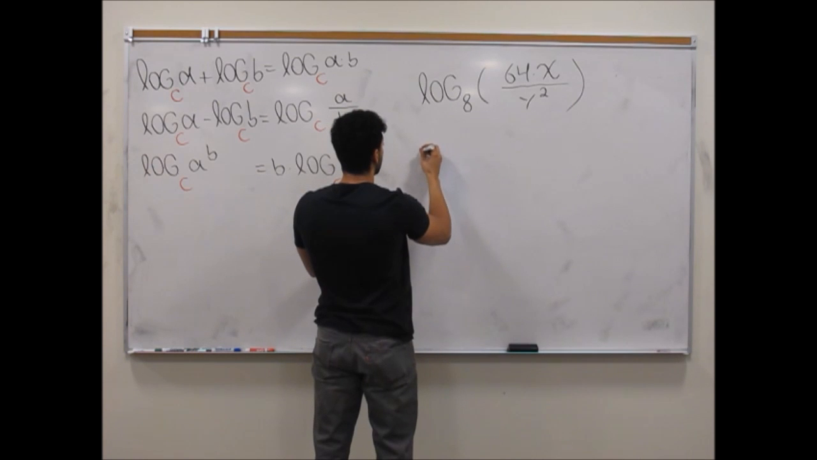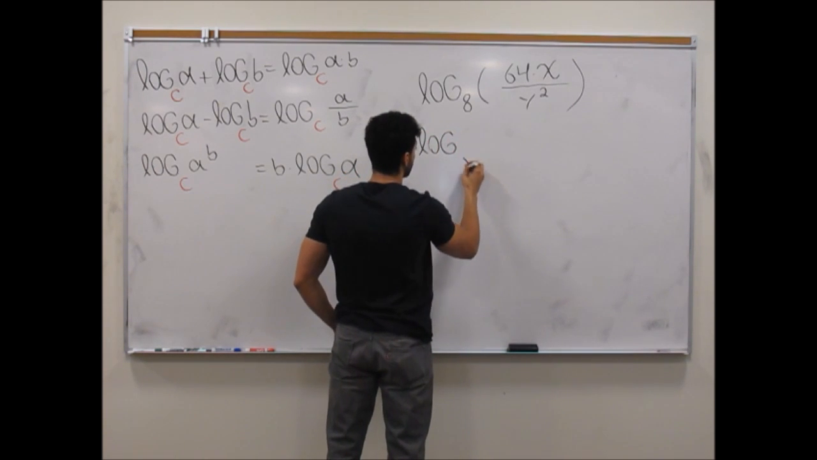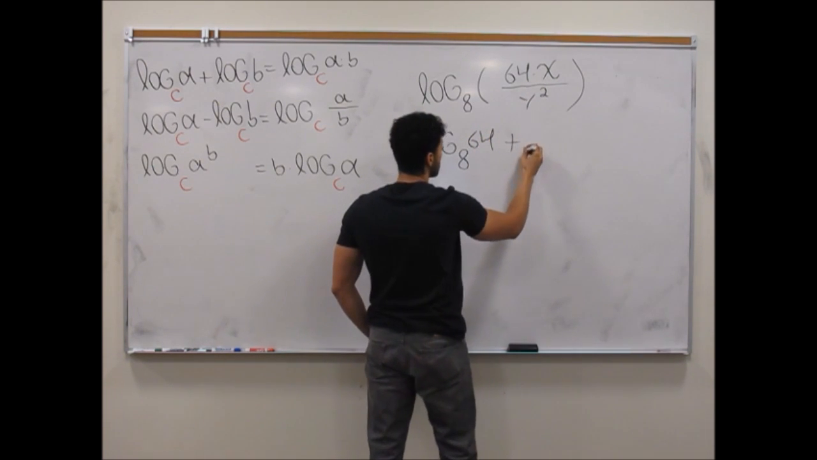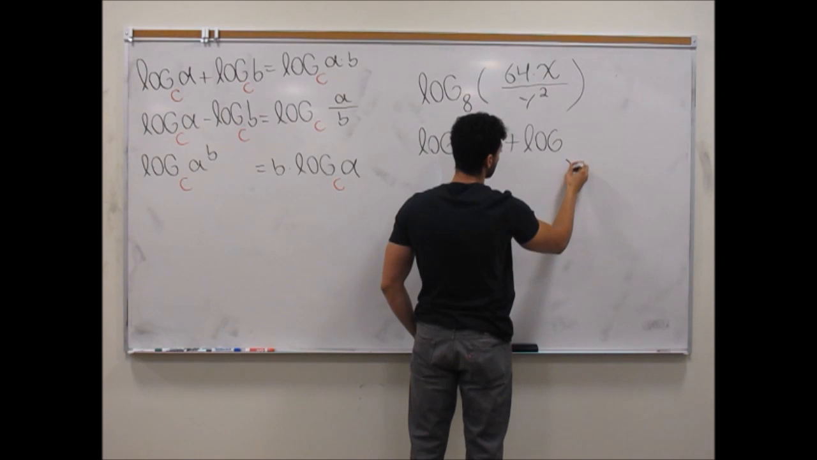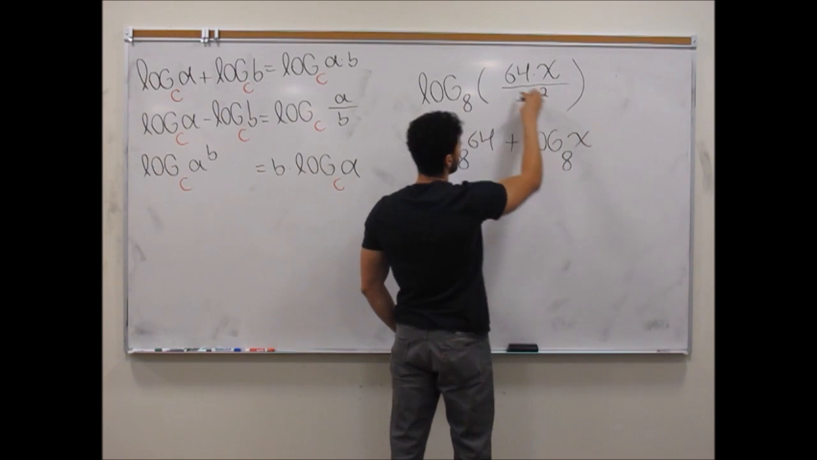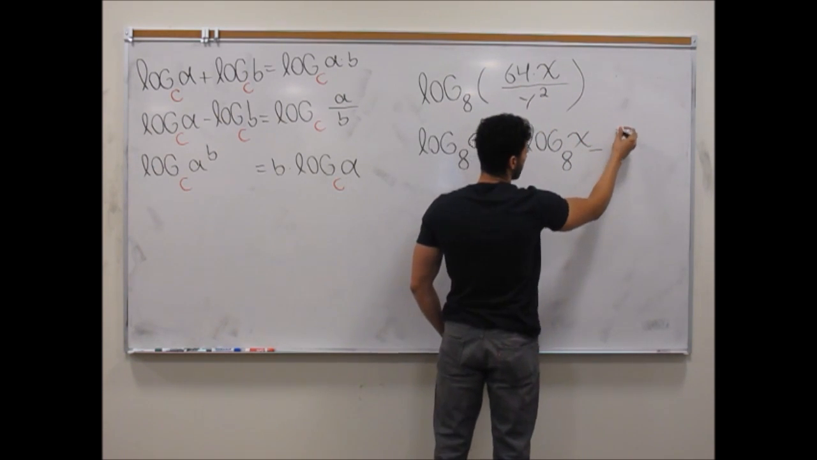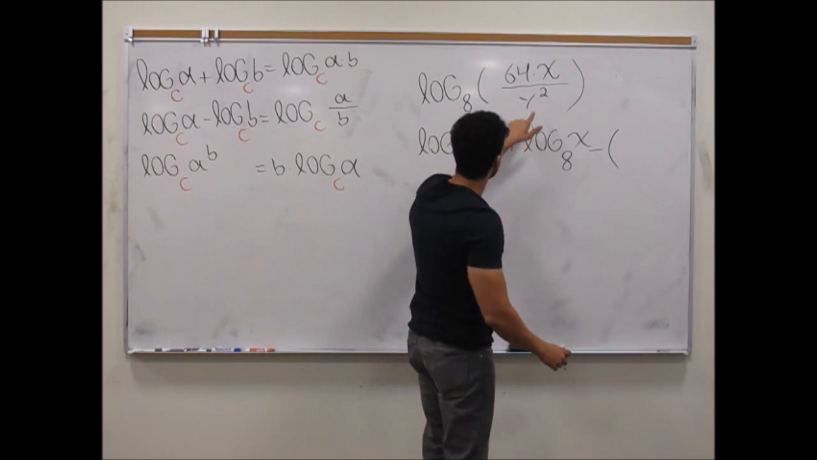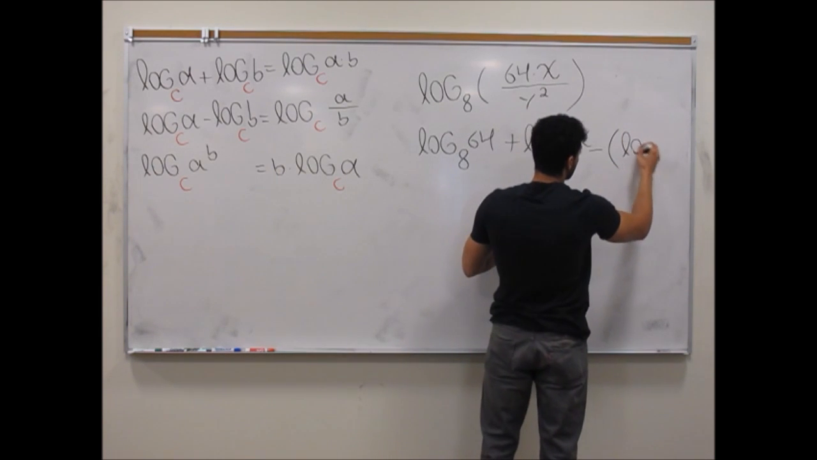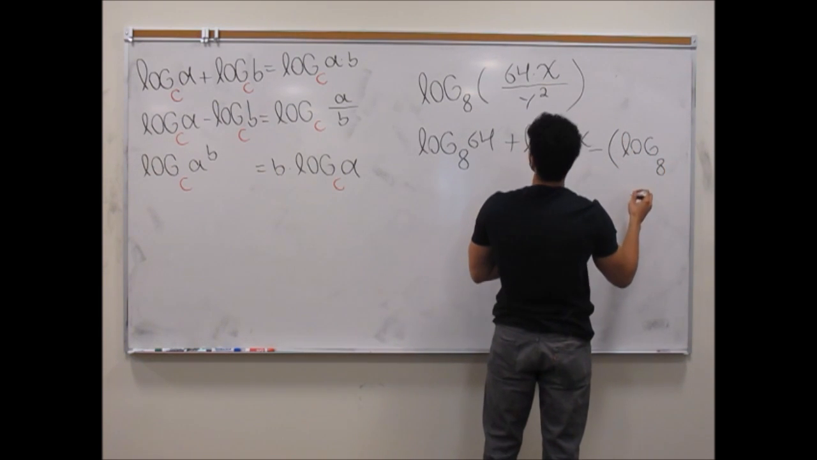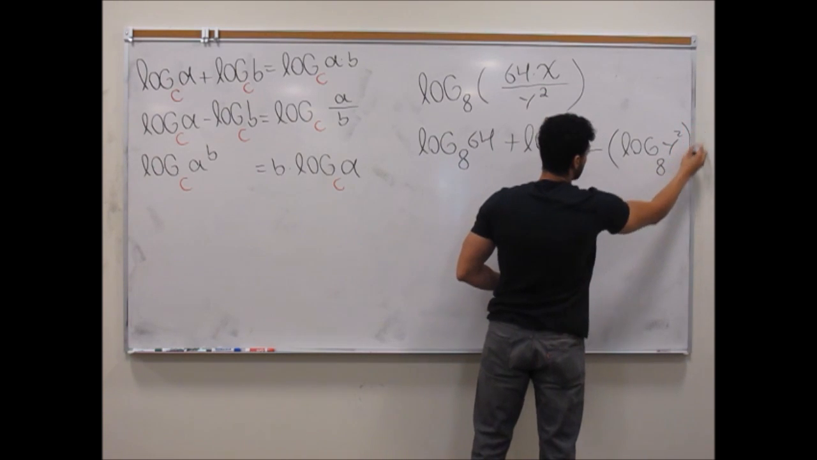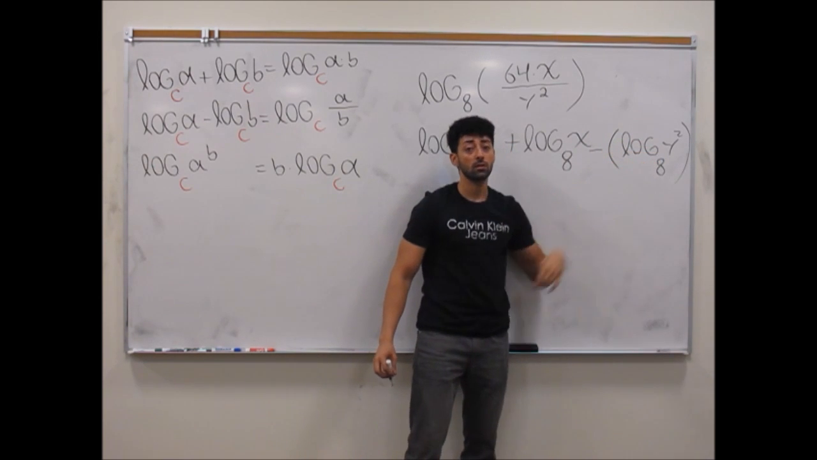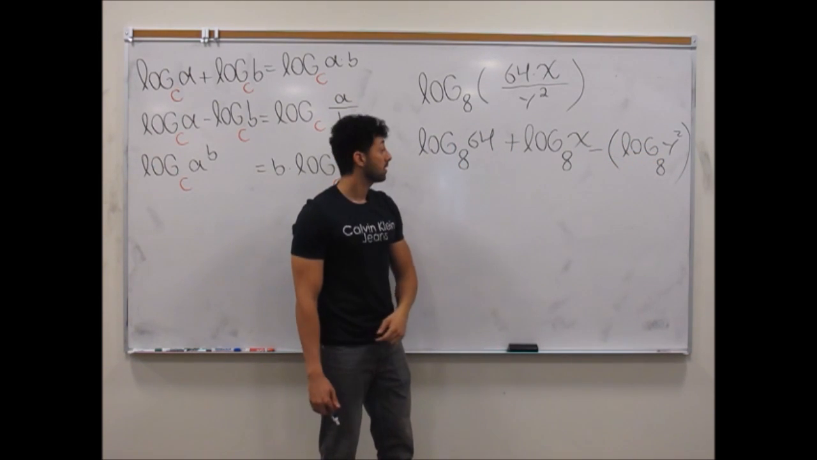Alright, so we're going to get log base 8 of 64. This multiplication will be an addition, log base 8 of x. Okay, so this division now is going to be a subtraction, but I always like to open up a parenthesis, and then log base 8 of y squared. Okay, if I had another term here, if it was positive, that negative would have to distribute to it. So I see a lot of common mistakes being made there.